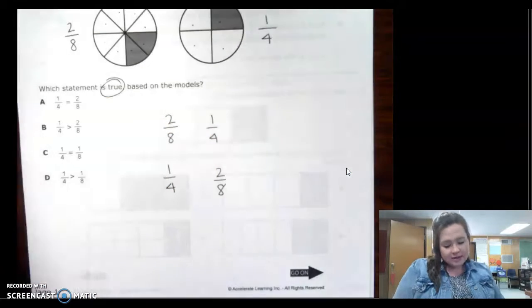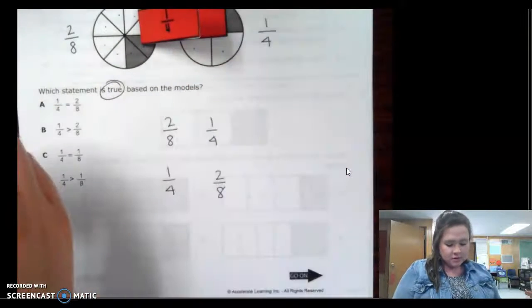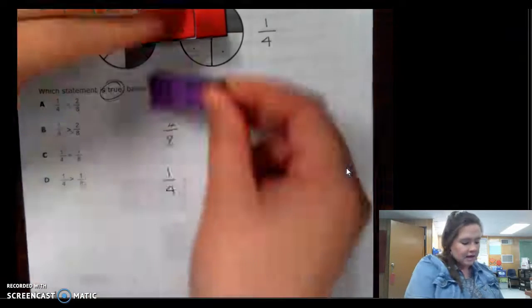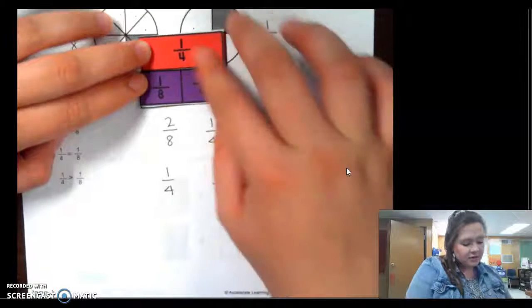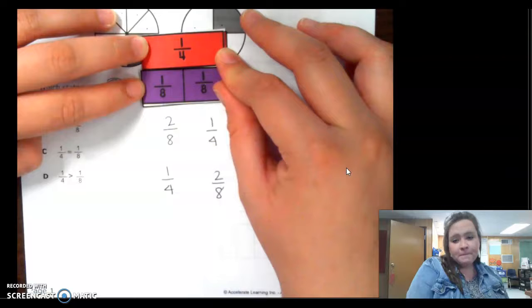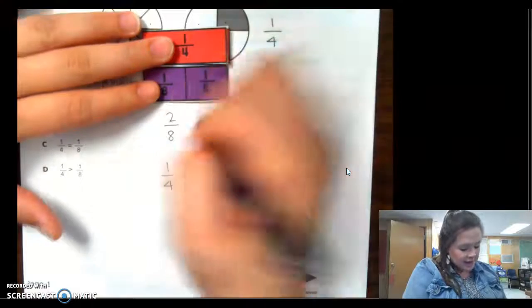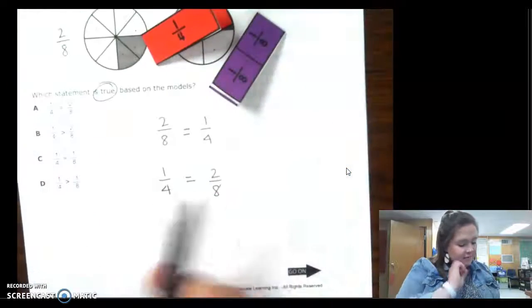So I'm going to get my fraction pieces, and I'm going to get 1/4. And 2/8. Are either one of these fractions greater than the other? No. So these fractions are equivalent, all right? So you're just going to find the answer choice that matches that.